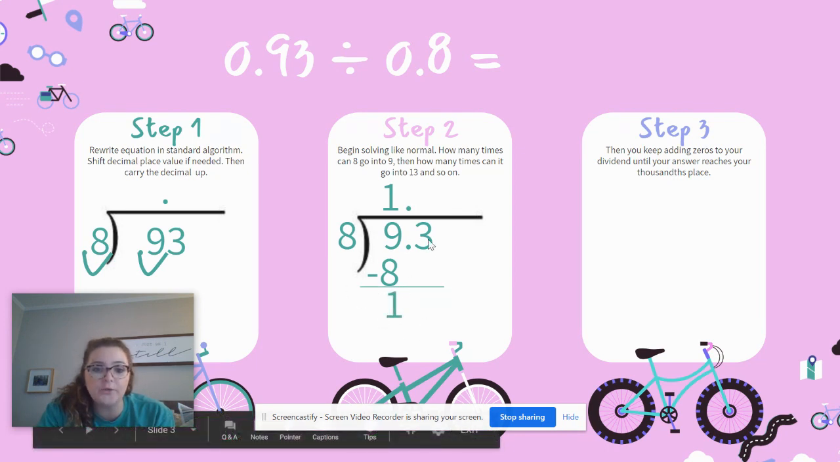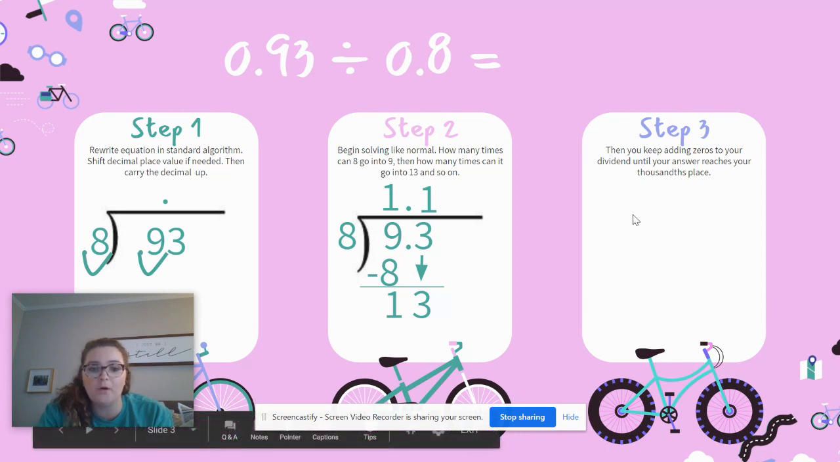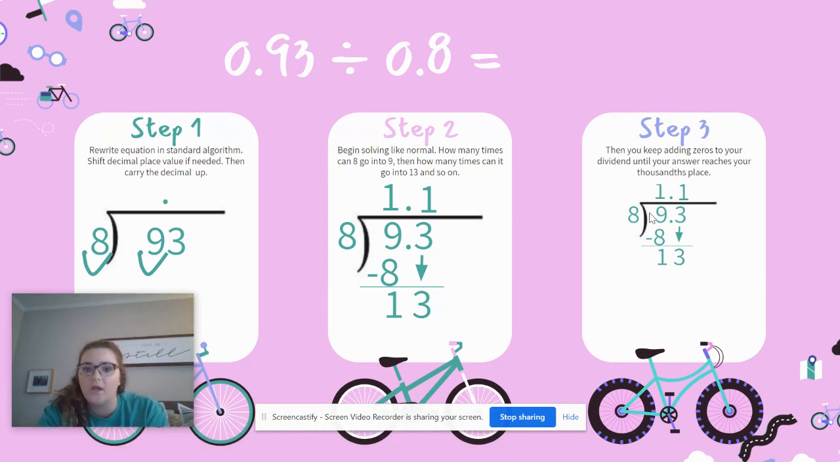Okay, I need to continue to solve though because I still haven't used this 3 here. So what I'm going to do is carry my 3 down. Okay, now I'm thinking about how many times can 8 go into 13. All right, 8 can go into 13 once. I'm going to finish my problem over here in step number 3. So I just have it rewritten here for you just so that you can see it. Again, 8 went into 13 once, and then 1 times that 8 is 8 again, and I end up being left over with a 5, okay? However, I'm still left over with 5.